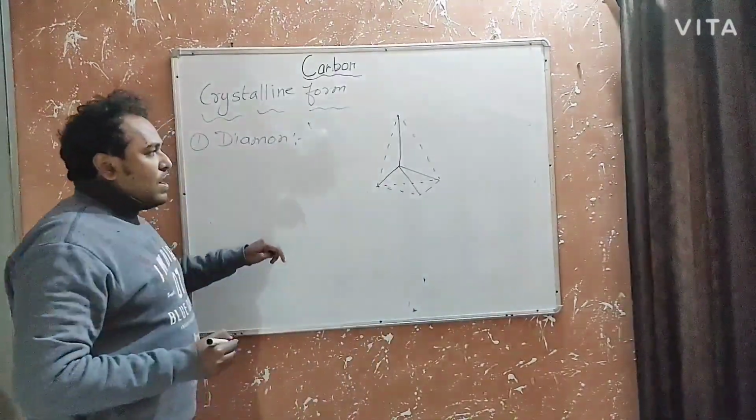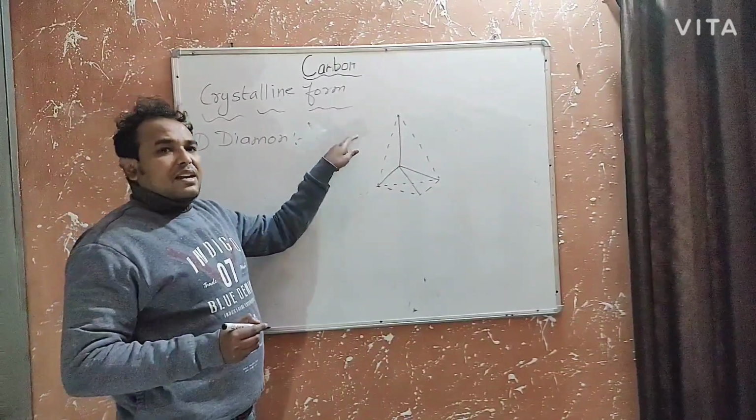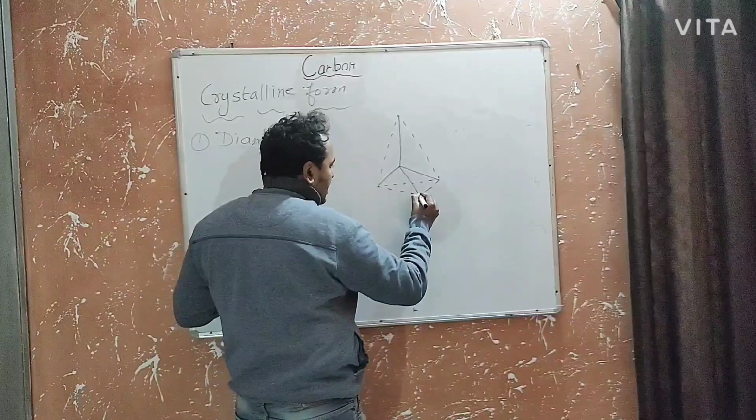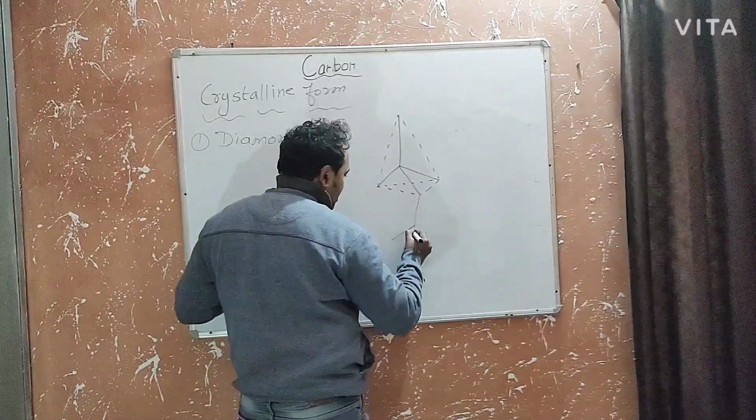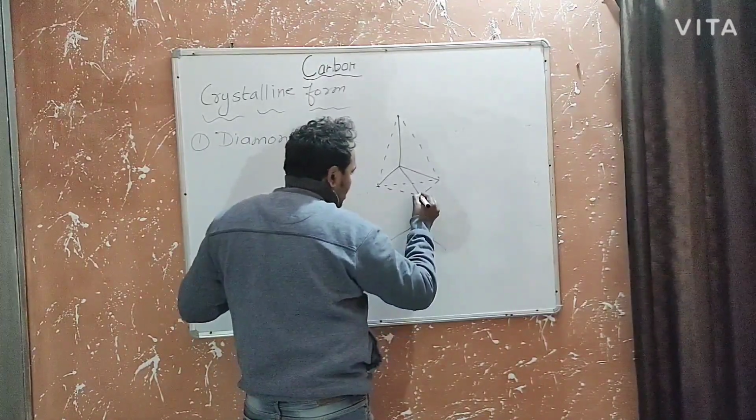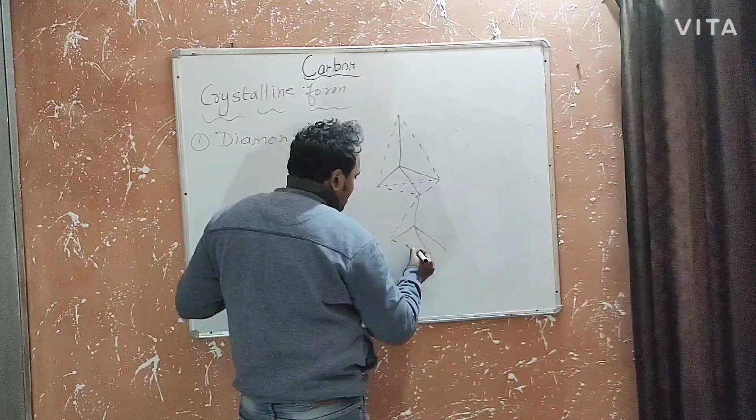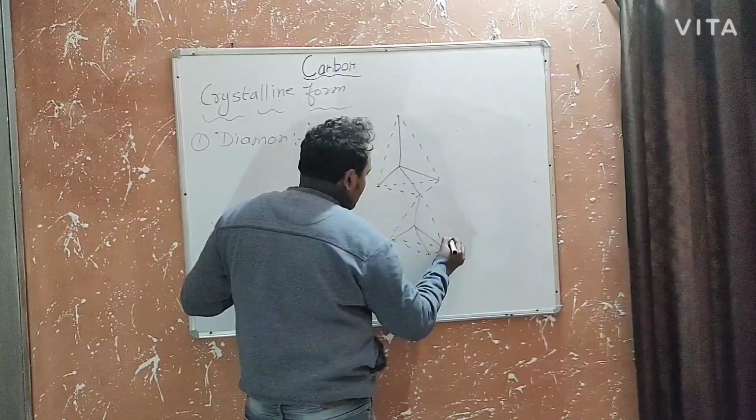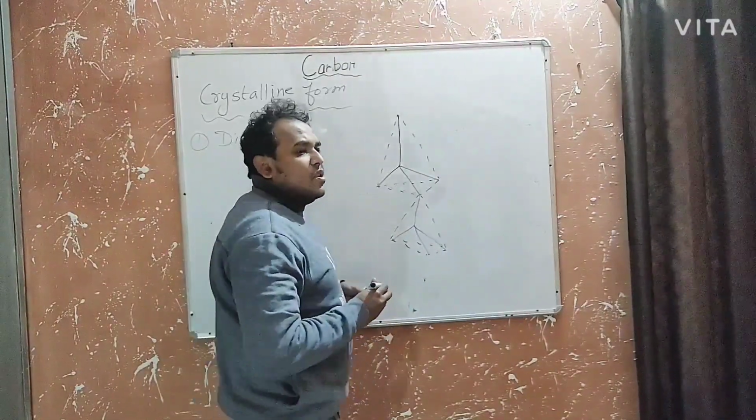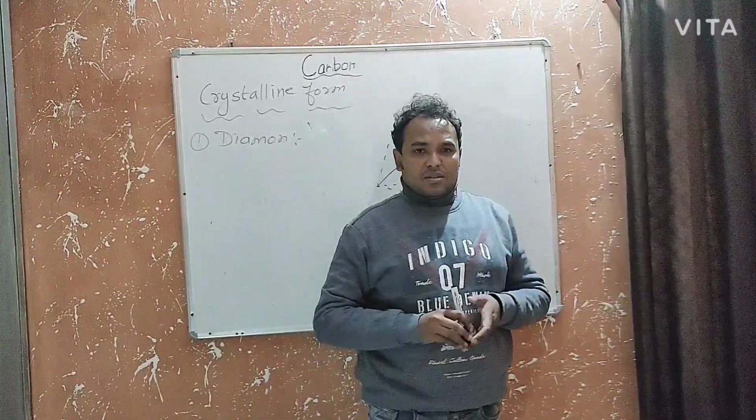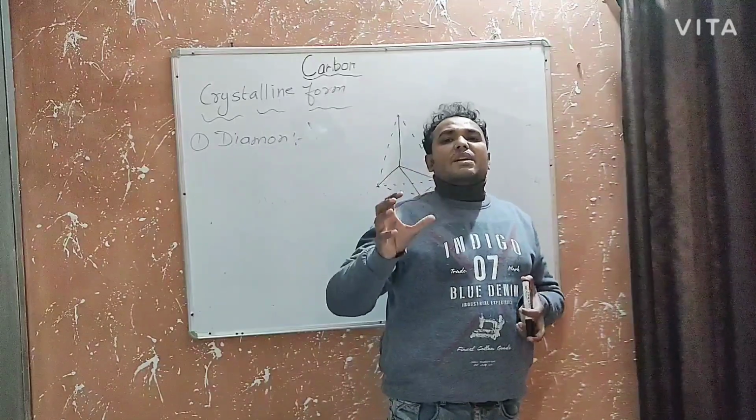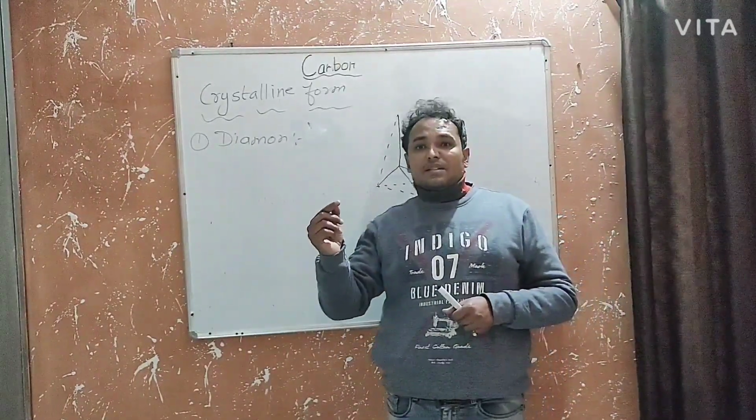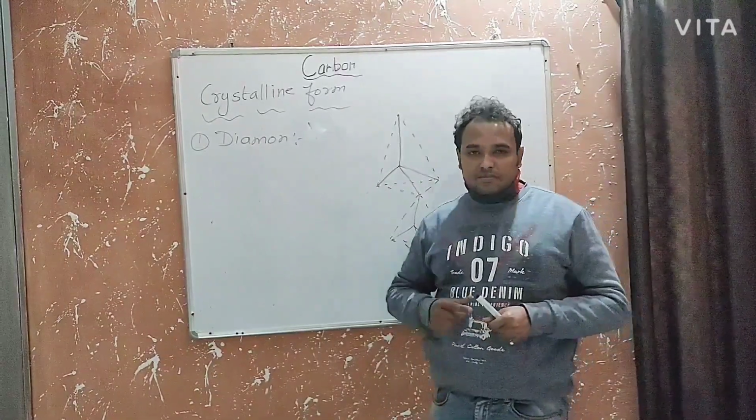That means one crystal of diamond is tetrahedral in structure. If this tetrahedral structure is repeated and so on, it forms an octahedral structure. So the crystal of diamond is octahedral in structure, but one unit of diamond is tetrahedral in structure.